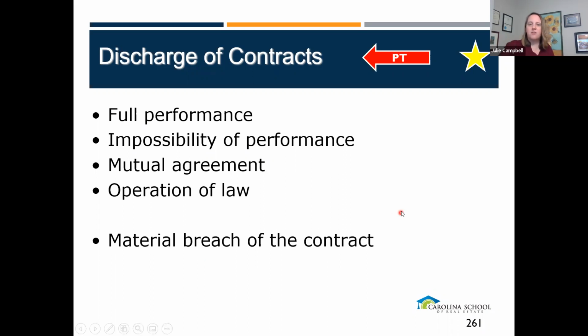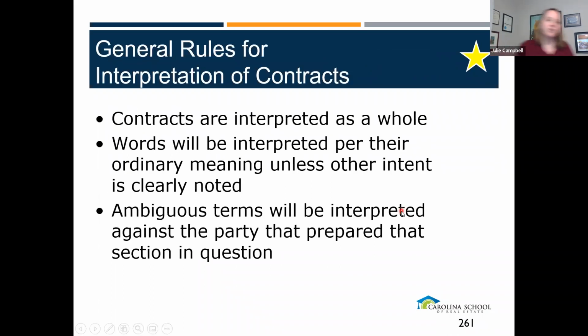So on page 261, there are some general rules for interpretation of contracts. This is how the judge is going to look at it. I don't want to go to the judge, but if we have to, the judge is going to look for the parol evidence rule. They're going to make sure it's in writing and that we have the essential elements. The judge is going to interpret the contract as a whole. They're not going to piecemeal it and say this provision's good, but this one's not. Either the contract's good or it's not. Any addenda that are attached are part of the contract.